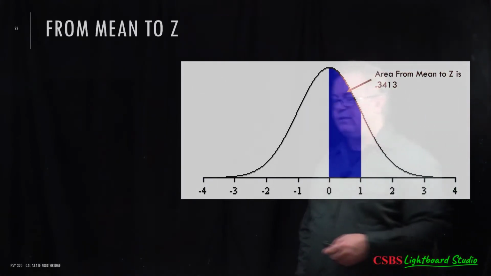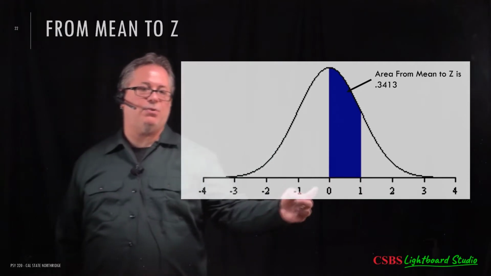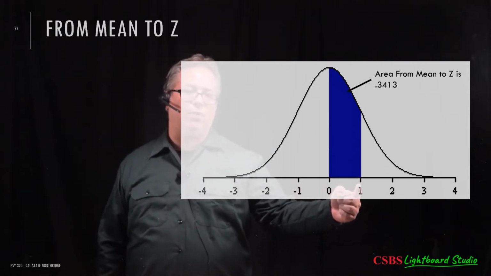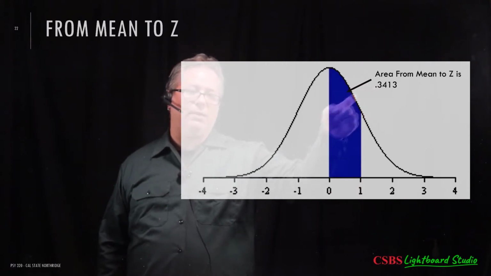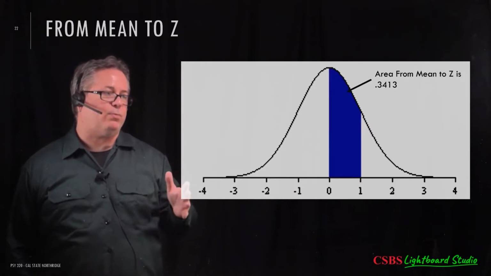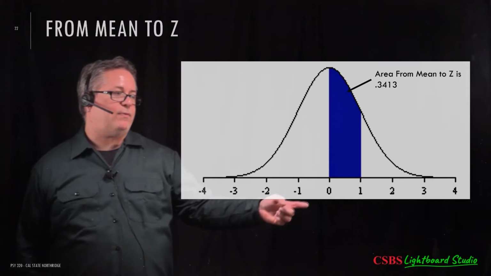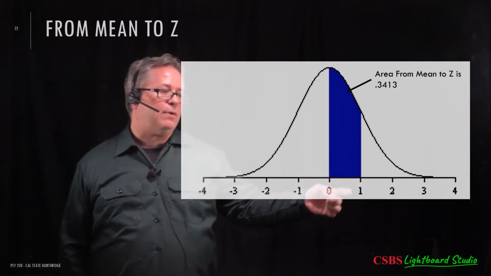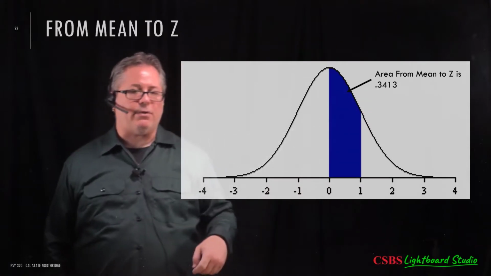The area from the mean to z is just that. If you look at the area from 0 to a standard deviation of 1, it'll be 0.3413, which is why in the rough estimate chart I said it's about 34%. Right, 0.3413 is roughly 34%, and that's the area from the mean to z. It also means if you go from the mean to -1, it's the same area. Okay.